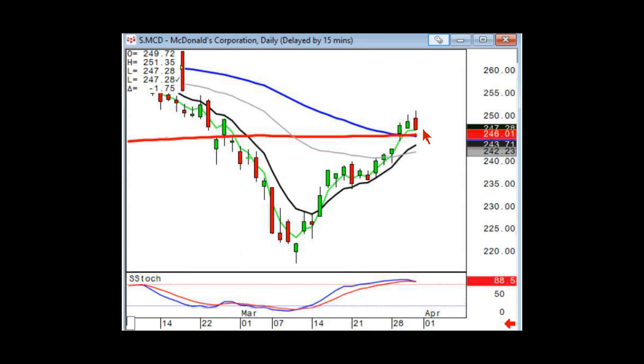McDonald's, stay long. Suspect that it might be coming back to the 200, but then you want to see if it supports at that level.